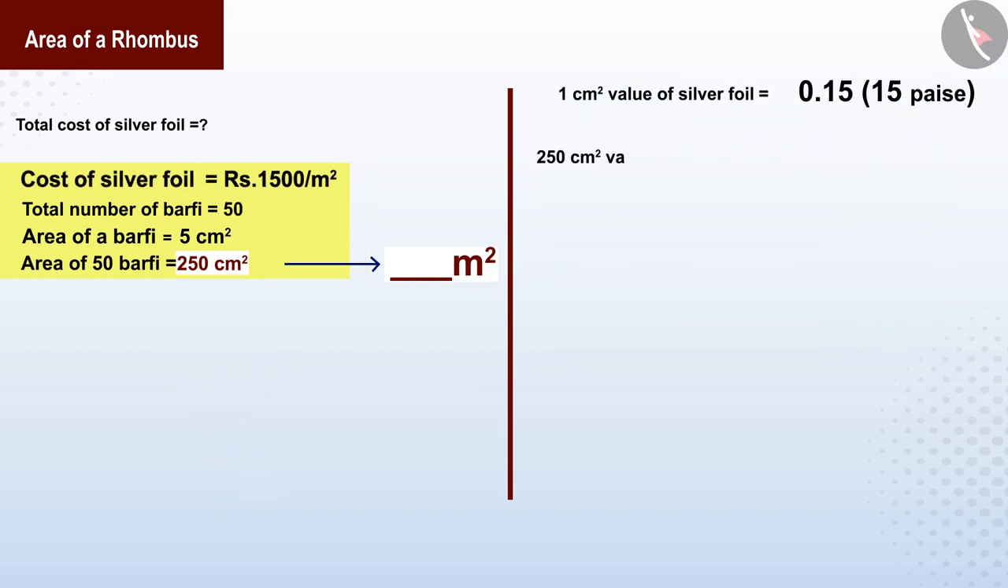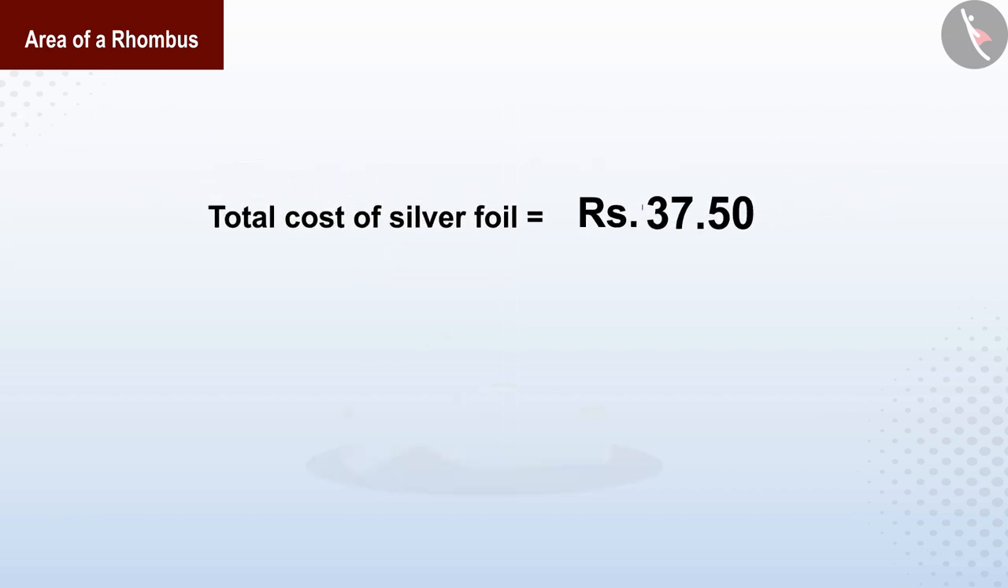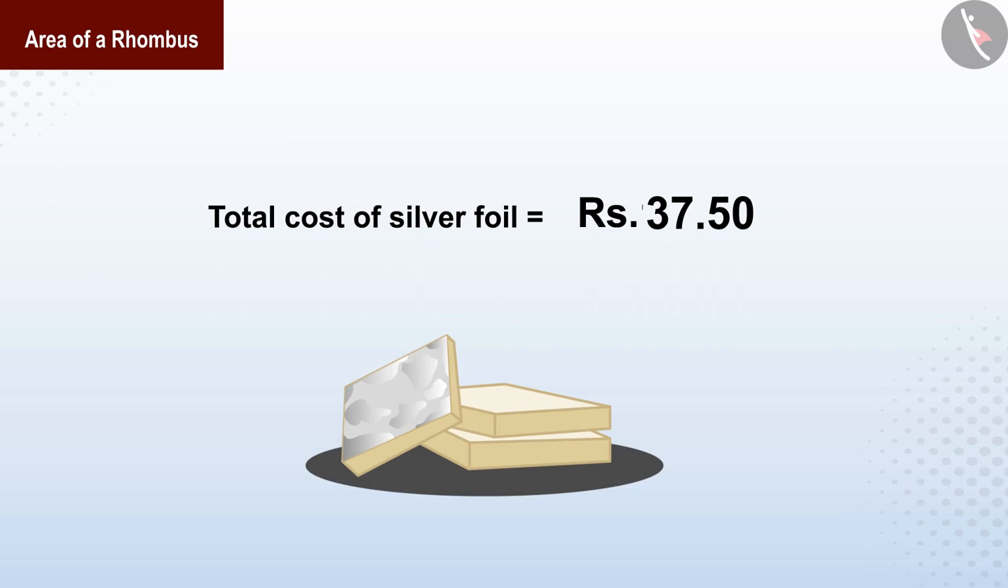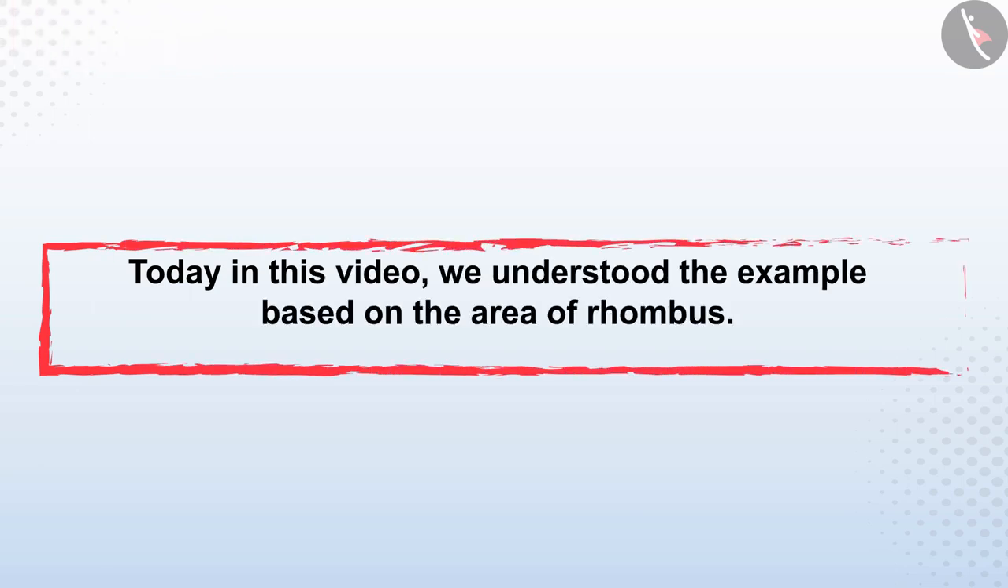The cost of 250 square centimeters of silver foil will be 15 paise times 250, which is 37 rupees 50 paise. Therefore, the cost of buying the silver foil for all the barfi is 37 rupees 50 paise. Today in this video, we understood the example based on the area of a rhombus.